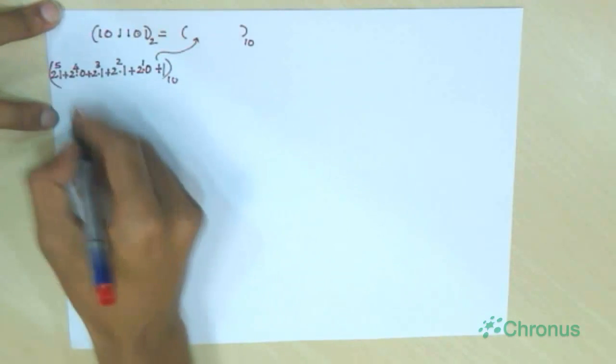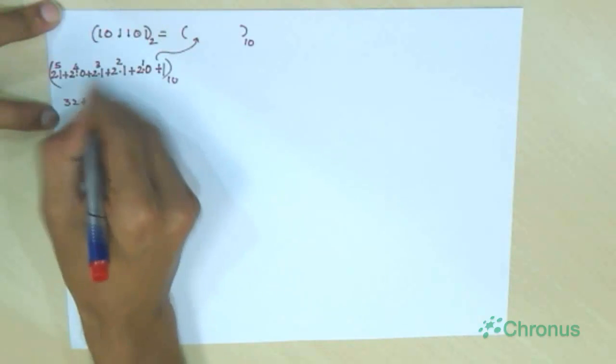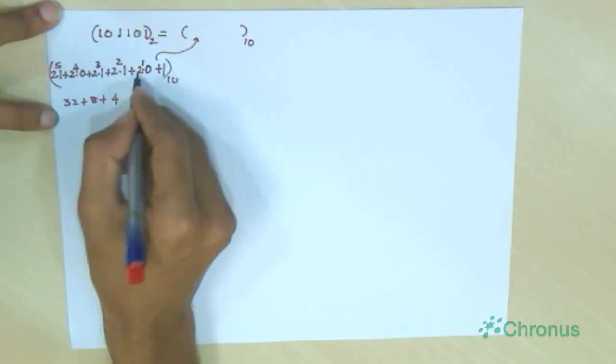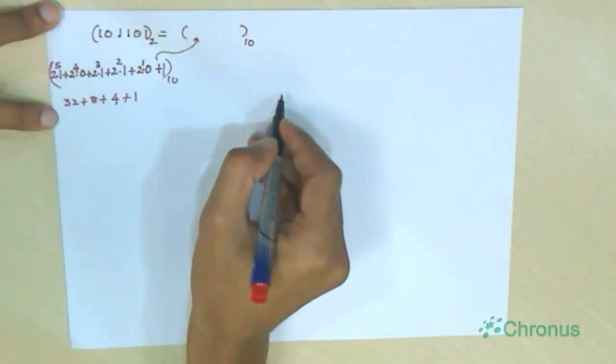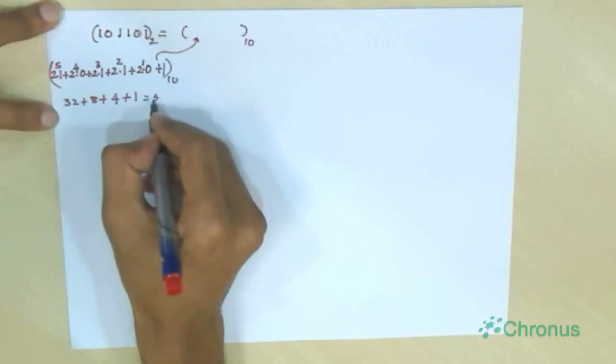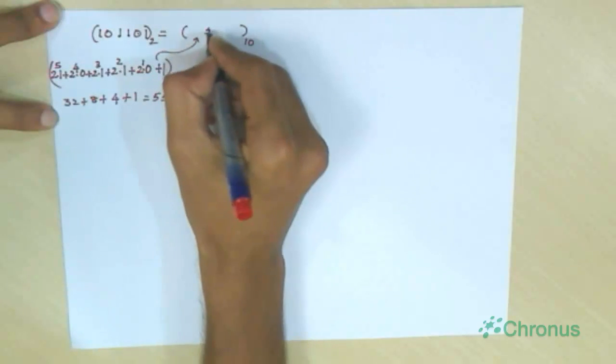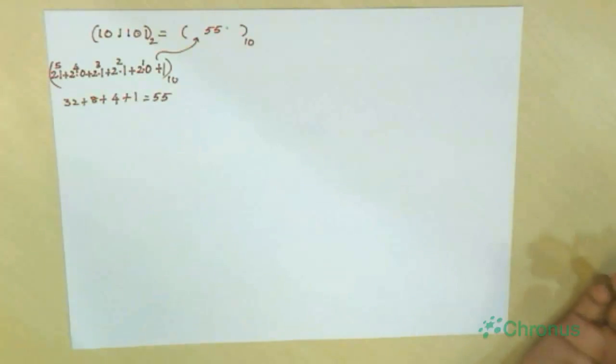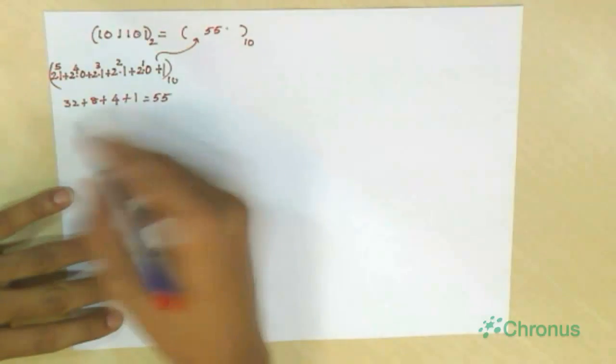So let's just compute. 2 power 5 is 32, and this is 0, and this is 8, this 2 square is 4, 0 plus 1. So this is nothing but 55. So 55 to base 10. So this is how we convert a binary number to the decimal system.